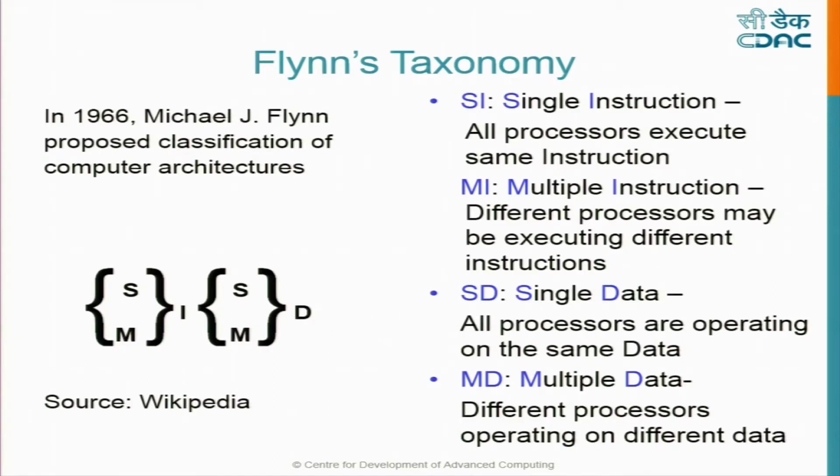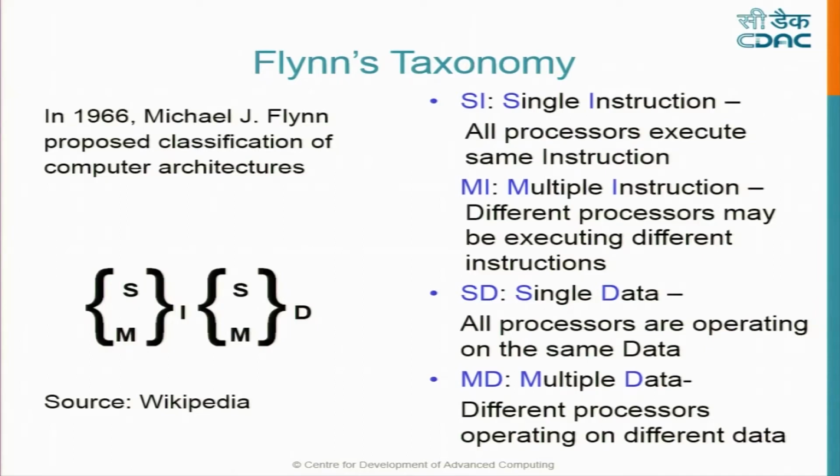That instruction works on data. So in the simplest form, you have a single instruction that is operating on all the processors, so we call it single instruction. If there are multiple instructions operating, then we say multiple instructions. So you have different processors, they may be executing different instructions. That is one way of having an attribute for the instruction.